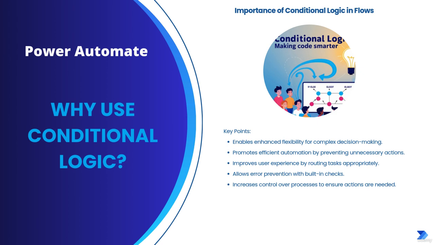Efficient automation. Conditions help streamline automation by preventing unnecessary actions. In an email processing flow, you could use a condition to check if an email meets certain criteria, like containing a keyword or being from a specific sender, before performing an action, such as forwarding it. Without conditions, every email would trigger the same set of actions, creating inefficiencies.